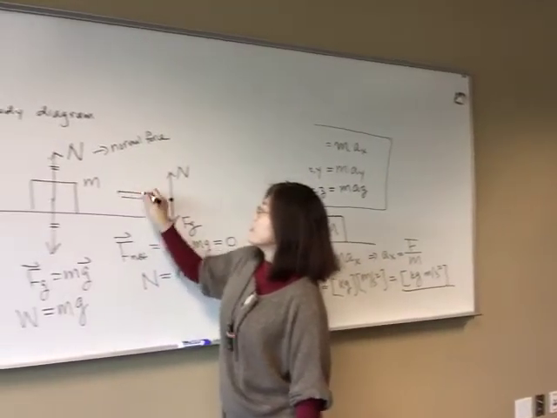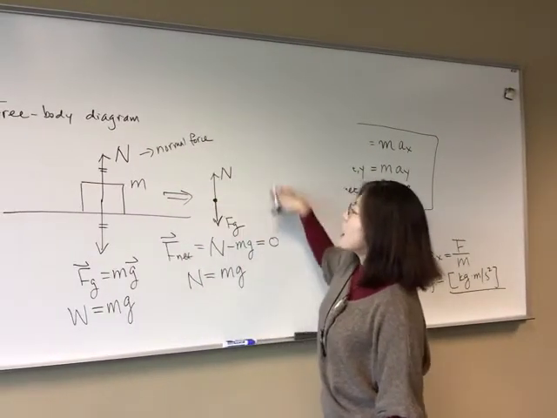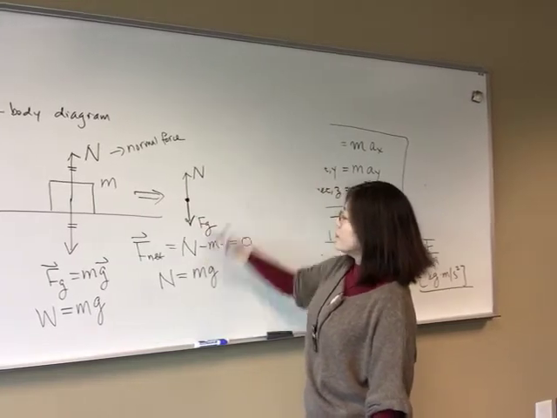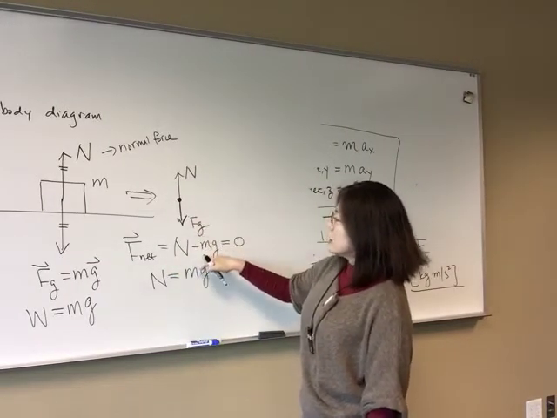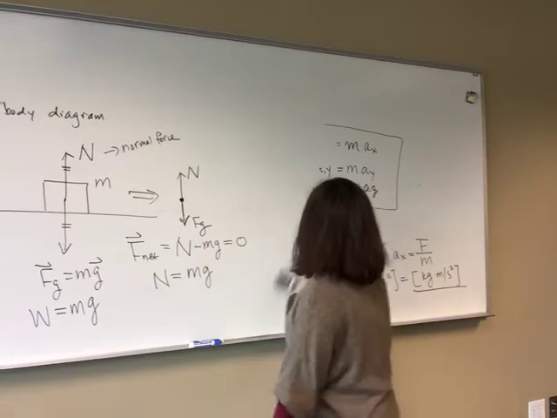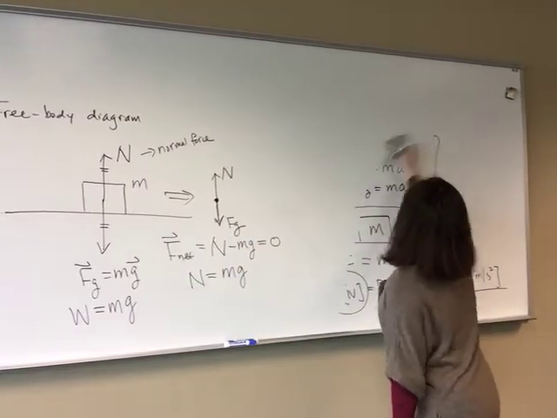This becomes this, and then based on this diagram, you set up the equation. So N positive, plus the negative mg, equals 0. Now let's look at another case.